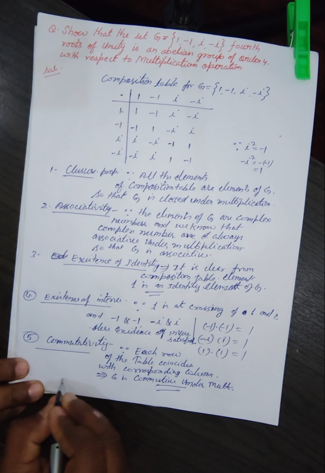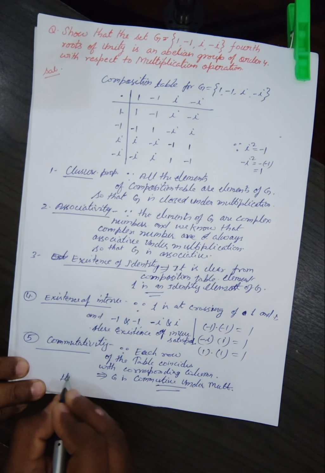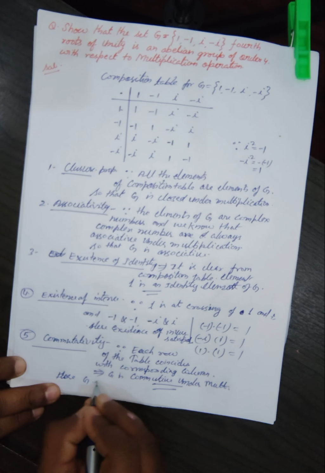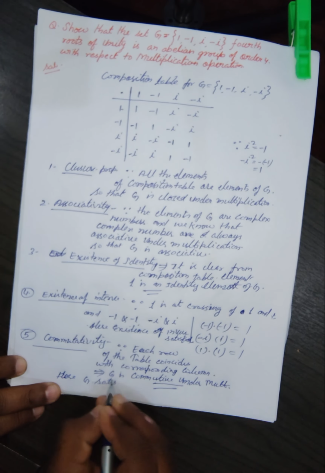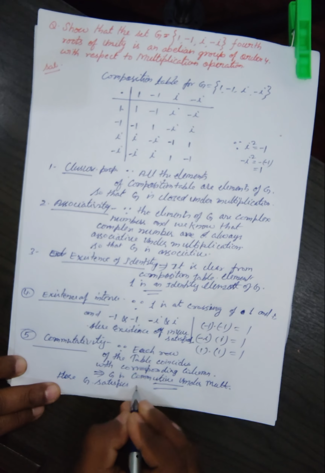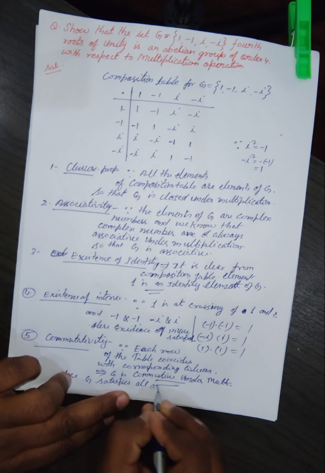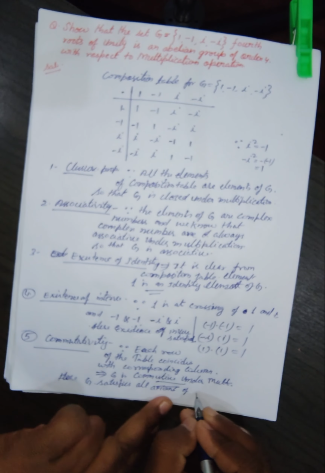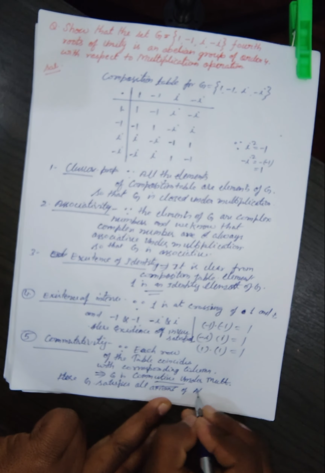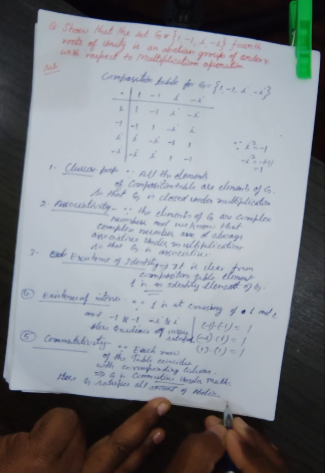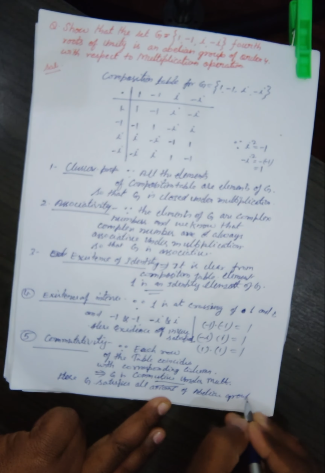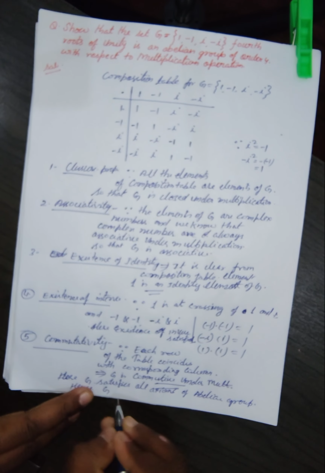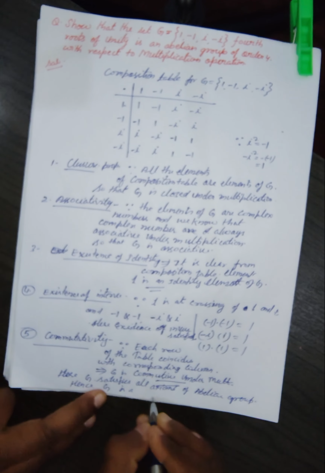So here G satisfies all axioms of an abelian group. Hence G is an abelian group.